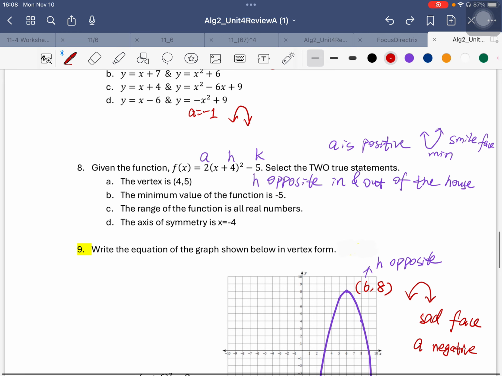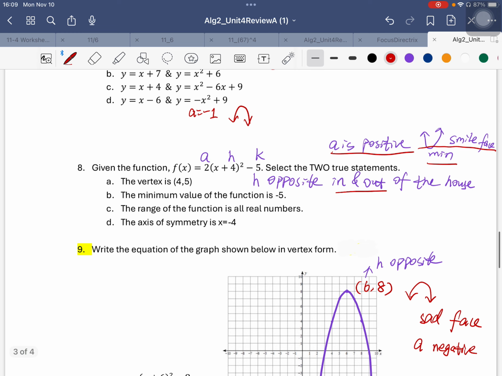Question 8. Select the two true statements. Let's look at the a, h, k. a is 2. a is positive 2. So it's a smiling face and it has a minimum. And for h, I know h inside and outside the parentheses will be opposite. So when it becomes the vertex or axis of symmetry, h will be -4. And k stays the same, it's -5.